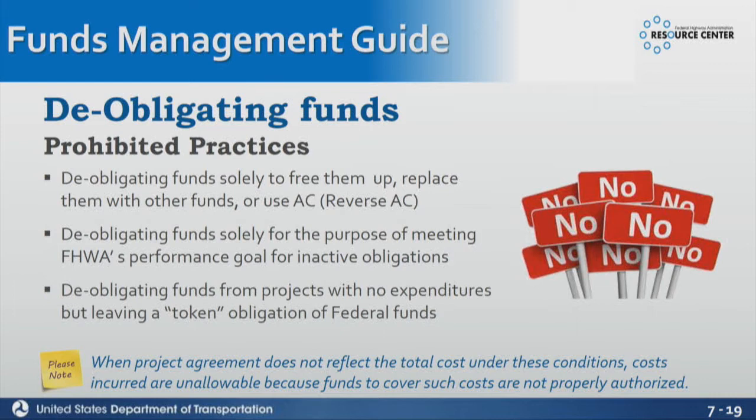That would be reverse AC because you didn't start with an advanced construction. You converted it to an advanced construction once it was already obligated. So basically, this is where we also say pick it and stick it. If you've obligated funds on a project and those funds are eligible for that project, you must keep those funds on that project for the life of that project. You cannot release any funds that you've obligated on a project that are legitimate, eligible funds that could be used on that project. So that is a prohibited practice.